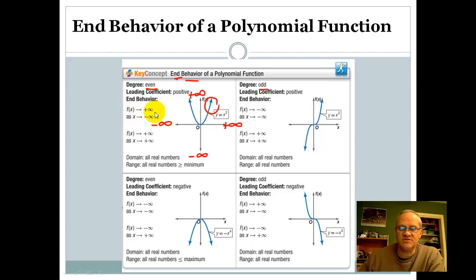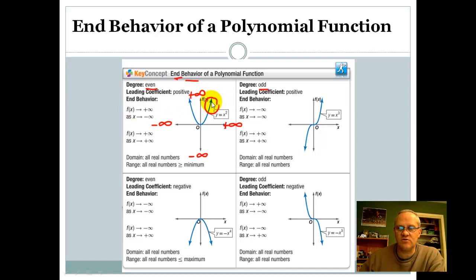Somebody came up with this as the way to write this stuff. It's always f of x, and then this arrow means f of x is approaching positive infinity as x is approaching negative infinity. And here f of x is approaching positive infinity as x is approaching positive infinity. So you're always going to write that; all you're going to change each time is which ones are the positive and negative infinities. So f of x is your y.